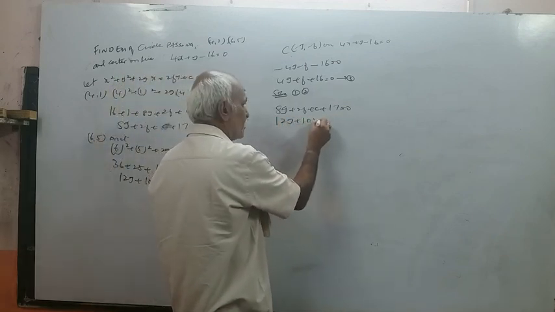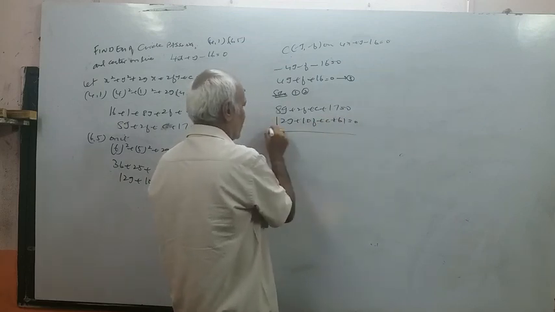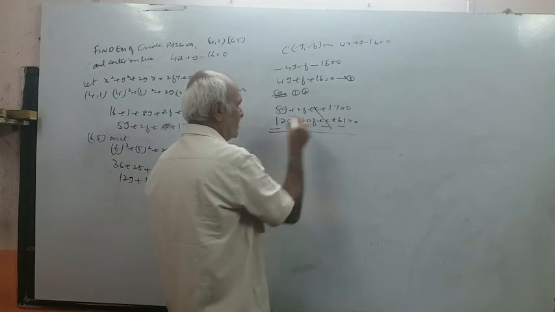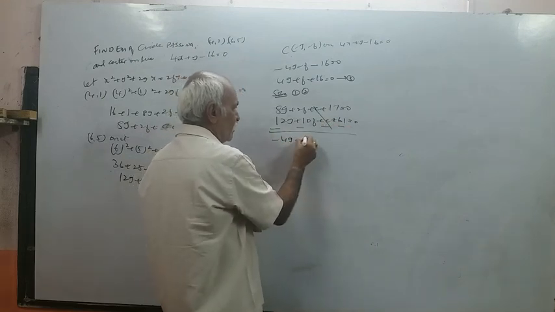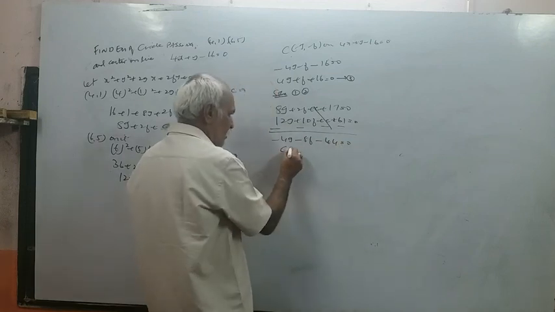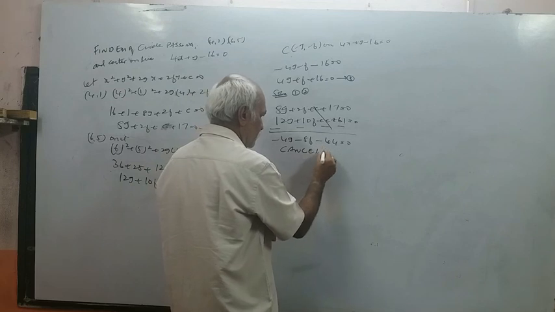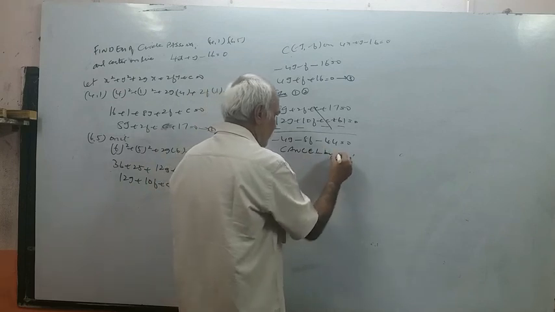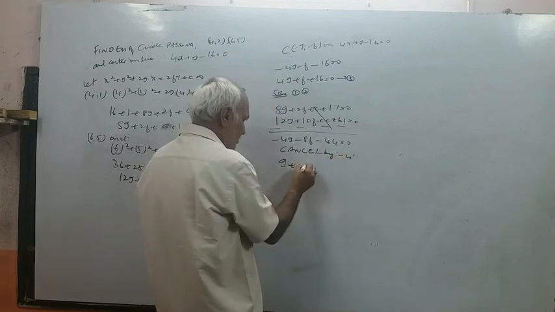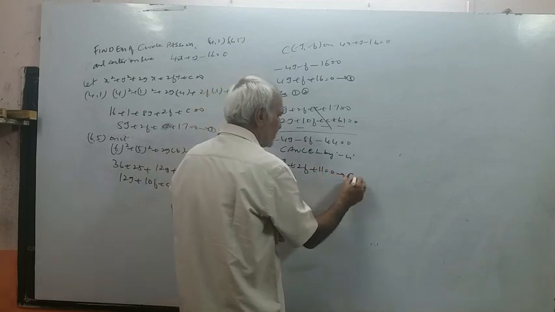12g plus 10f plus c plus 61 is equal to 0. Subtract. So minus 4g minus 8f minus 44 is equal to 0. Cancel by minus 4. So g plus 2f plus 11 is equal to 0. This is the fourth equation.